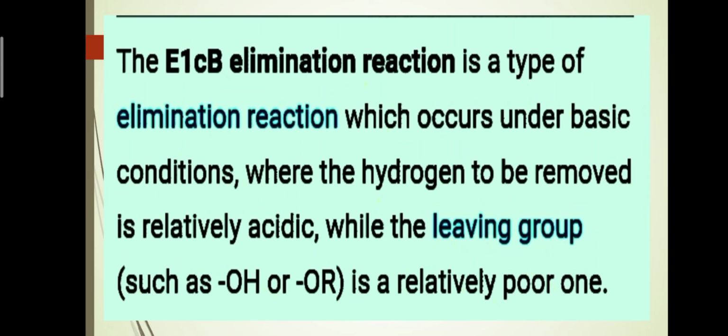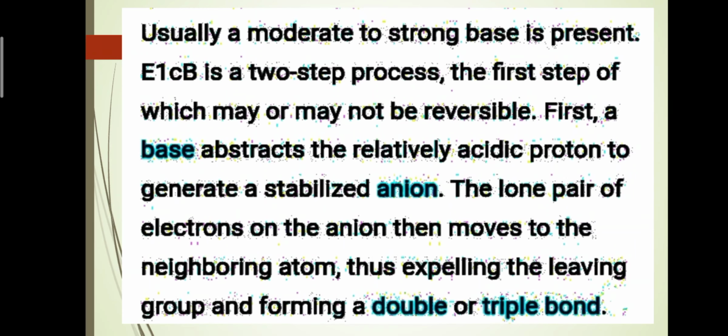The E1cB elimination reaction is a type of elimination reaction which occurs under basic conditions where the hydrogen to be removed is relatively acidic while the leaving group such as OH or OR is a relatively poor one. Usually a moderate to strong base is present.